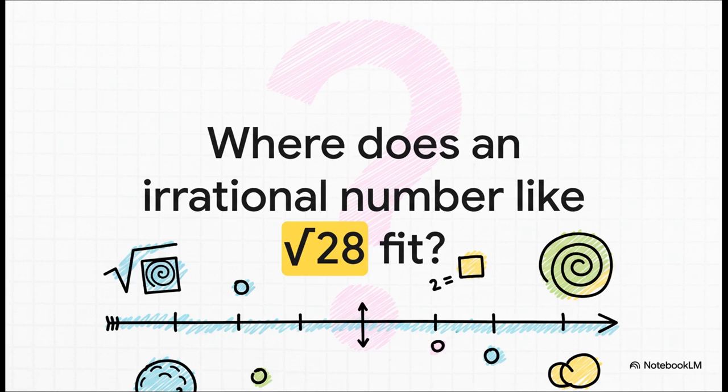But hold on a second. If a number like the square root of 28 goes on forever with no pattern, how in the world are we supposed to find its exact spot on the line? It seems kind of impossible, right? But there's actually a very clever trick.